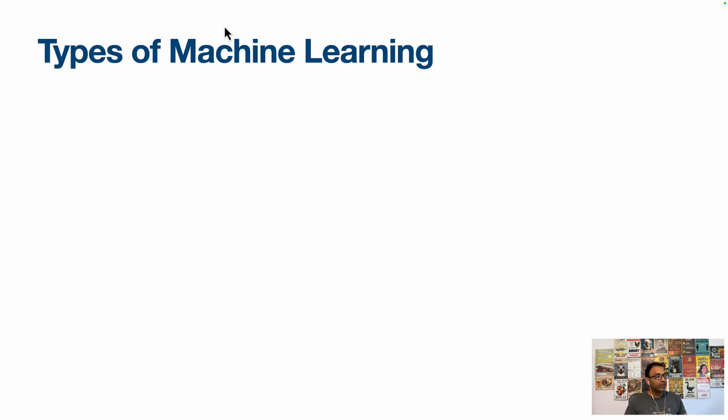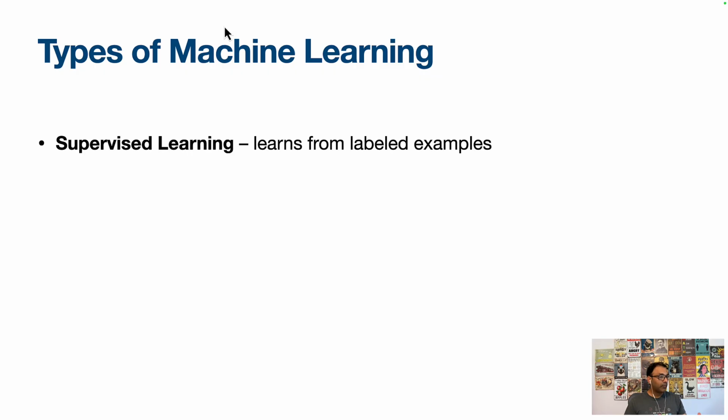Now, types of machine learning. There are different types of machine learning. There are three big categories. So the first one is supervised learning. Supervised learning is like teaching with an answer key.